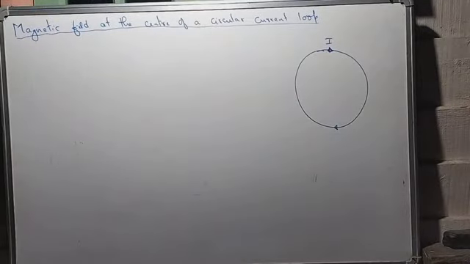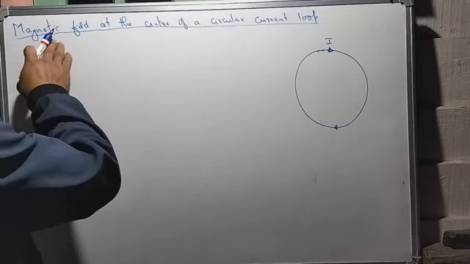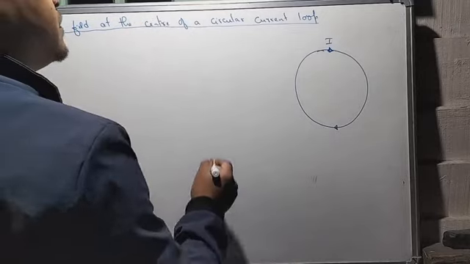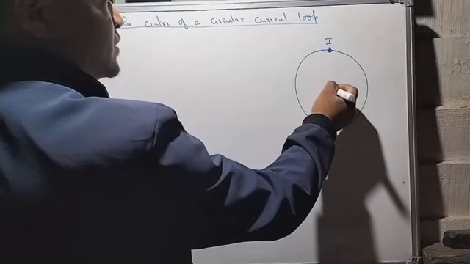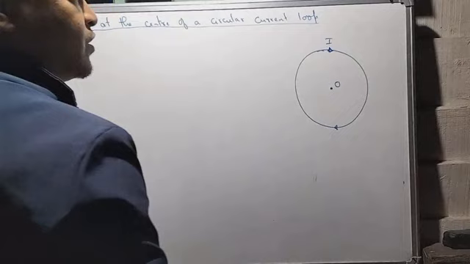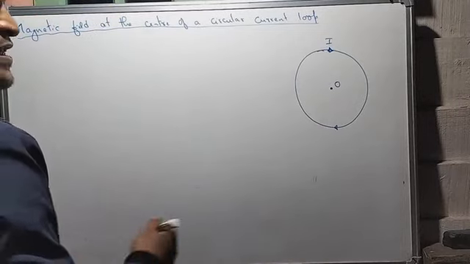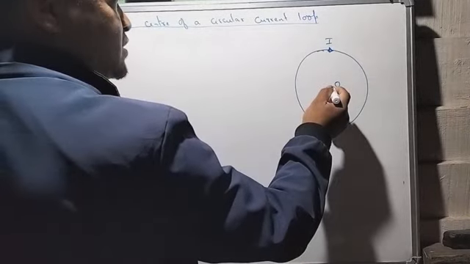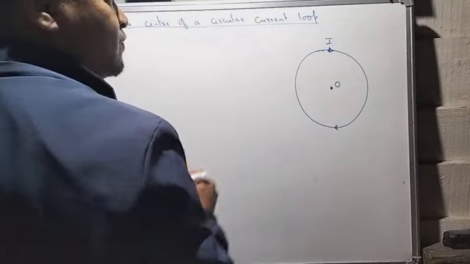Now, my aim is to find the magnetic field at the center. Suppose this point O is the center of the loop. Now I want to find how much is the magnetic field at the center of this loop.